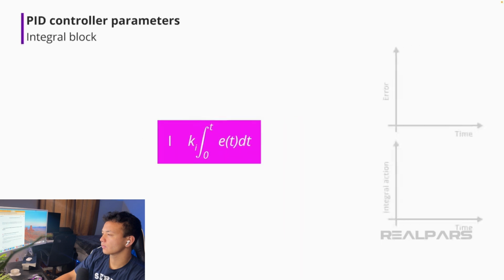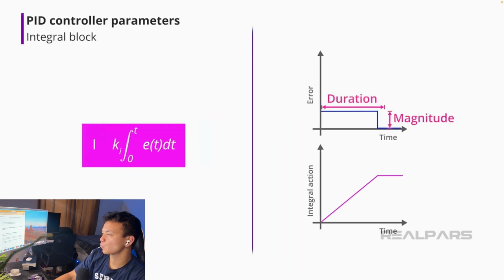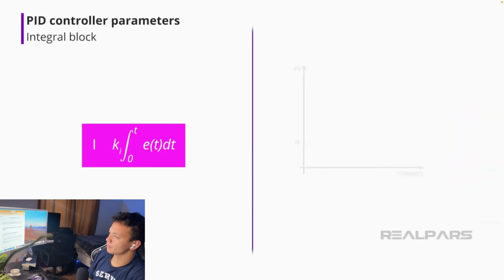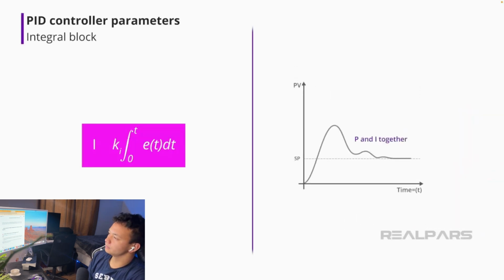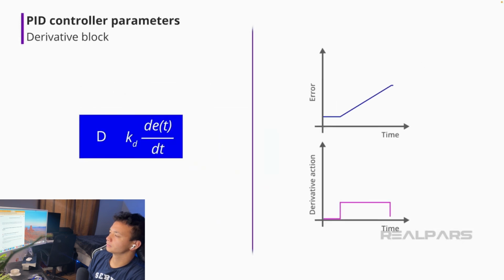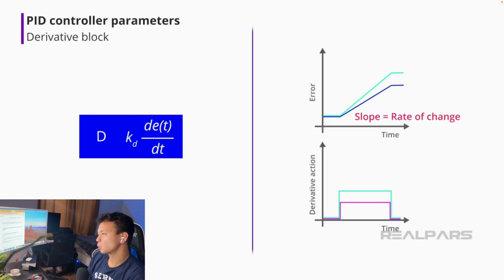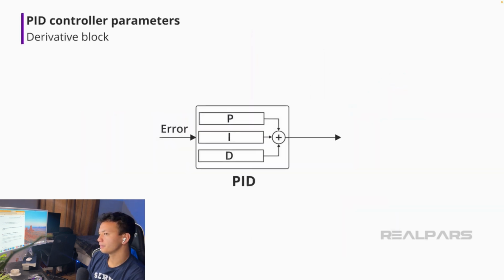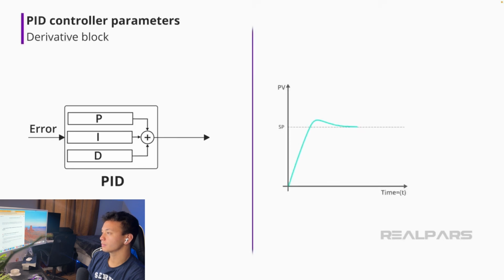The integral block creates an output proportional to the duration and magnitude of the error signal. The longer the error and the greater the amount, the larger the integral output. As long as an error exists, integral action will continue. The derivative block creates an output signal proportional to the rate of change of the error signal. The faster the error changes, the larger the derivative output. Derivative control looks ahead to see what the error will be in the future and contributes to the controller output accordingly. That brings us to a term called controller tuning.